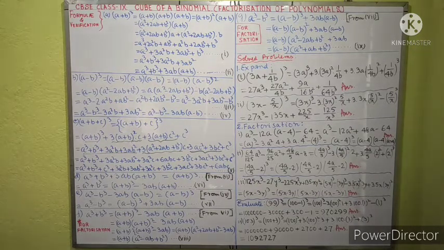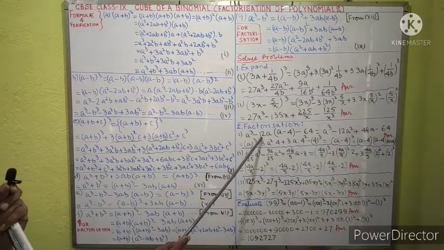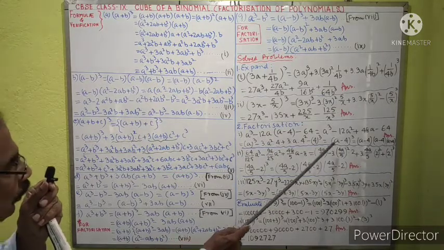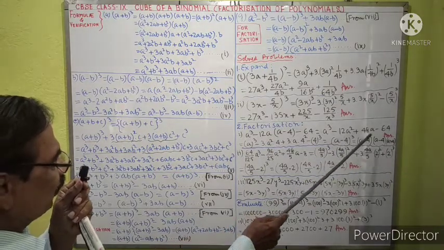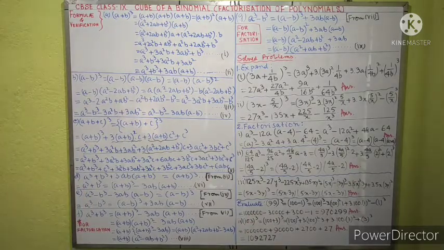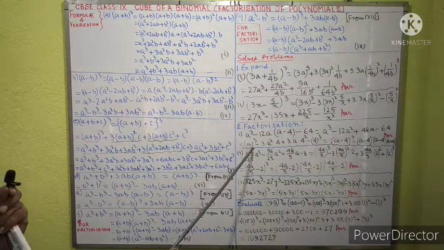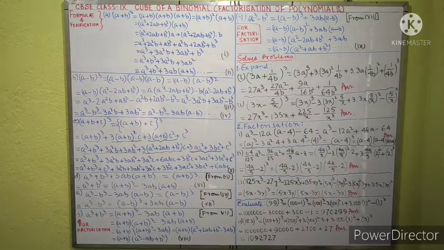Second, just see factorization. It is given a cube minus 12a into (a minus 4) minus 64. After multiplying, we are getting 12a square plus 48a minus 64. Just see, this is arranged this way: a cube minus 3 into a square into 4 plus 3 into a into 4 square minus 4 cube, which is (a minus 4) whole cube. That is (a minus 4) into (a minus 4) into (a minus 4). This is the answer. These 3 factors are written 3 times.